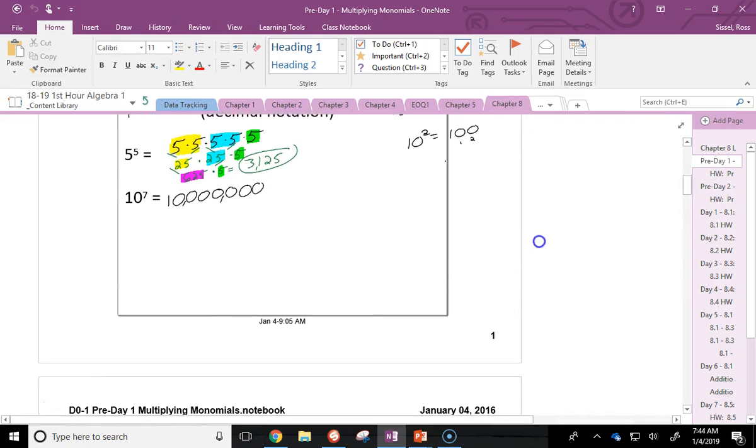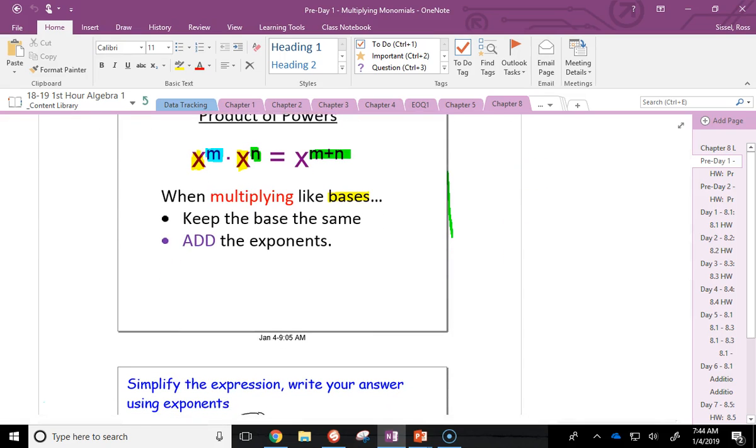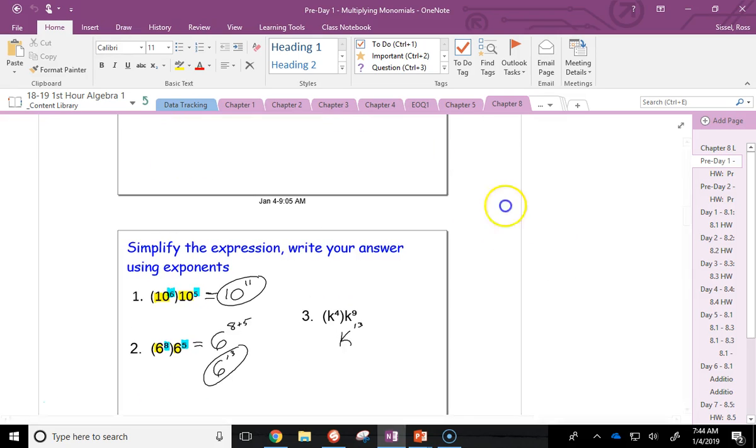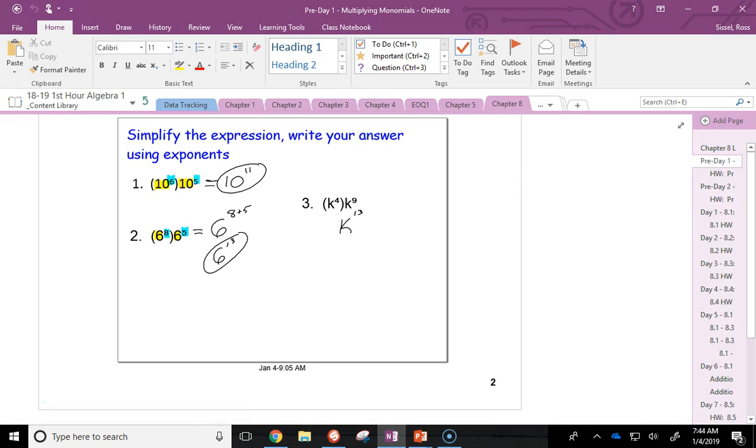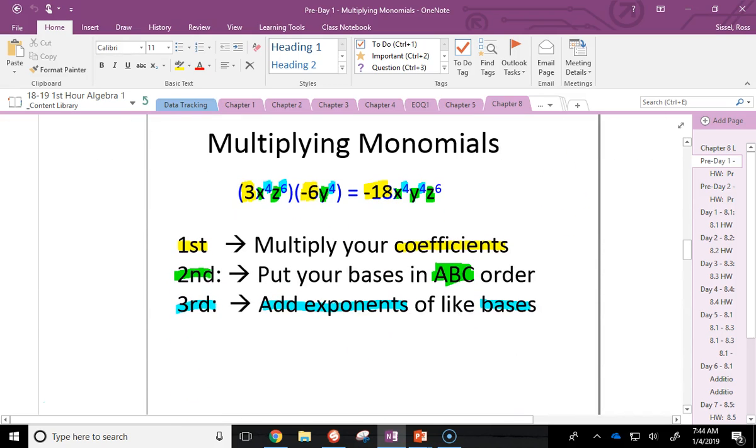you will see when we were doing our exponents, we were multiplying two numbers, and when we multiplied the numbers with their exponents, if they had the same base, we were able to keep the base and then add the exponents. It was like this. 10 and 10 were the same base, so it became 10 to the 11th power. When we came down here, we had to multiply our coefficients. Then we had to match up our variables and put them in order.